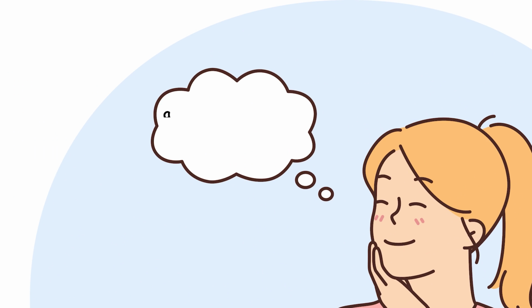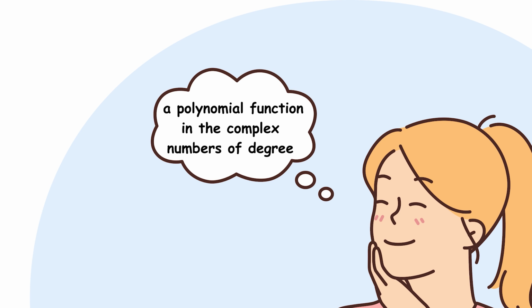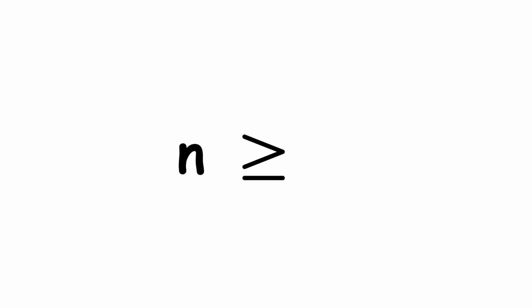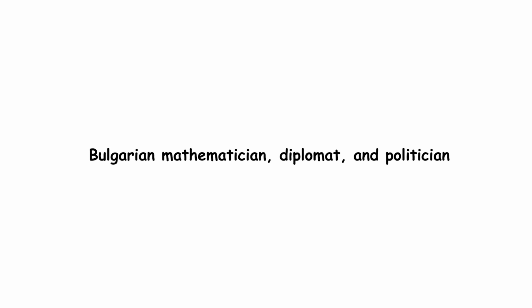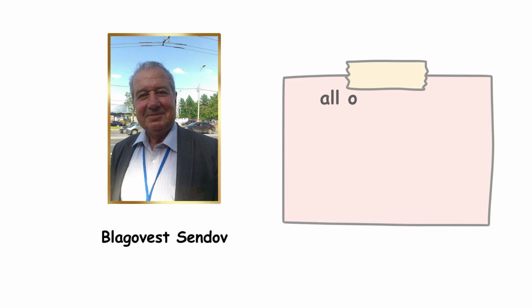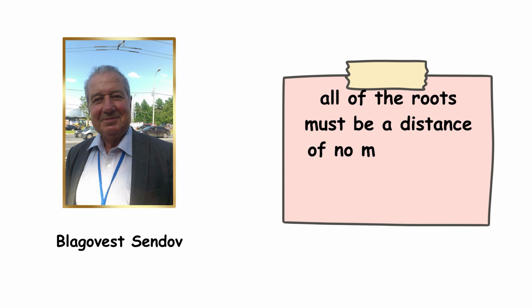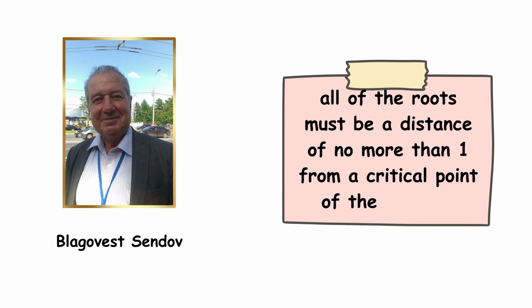Now, imagine a polynomial function in the complex numbers of degree n greater than or equal to 2. Suppose that all of its roots are contained within the unit disk centered at the origin. Sendov's conjecture, named after Bulgarian mathematician, diplomat, and politician Blagoveste Sendov, states that all of the roots must be a distance of no more than 1 from a critical point of the function.